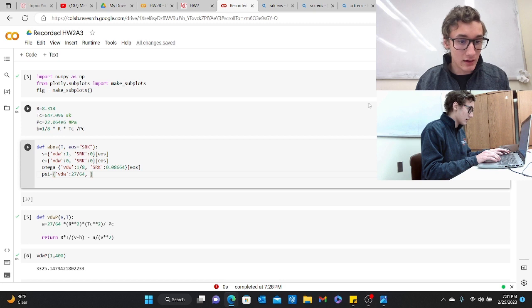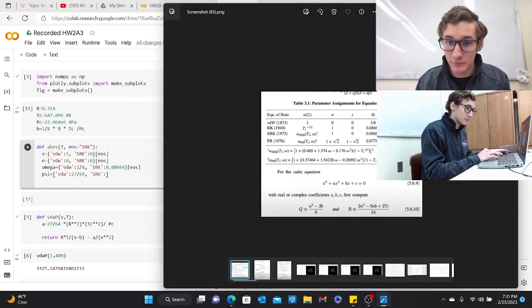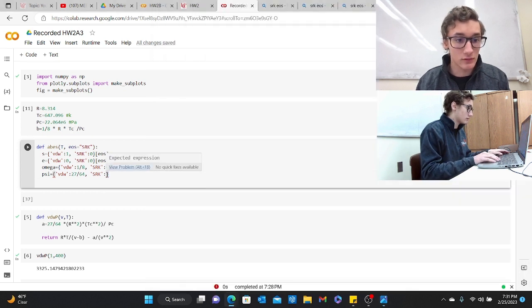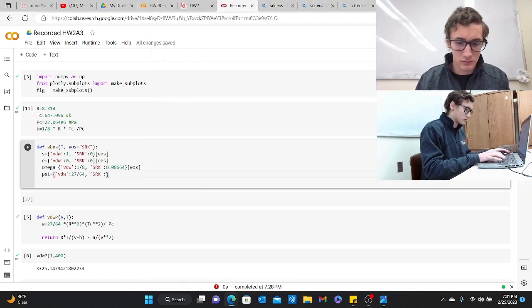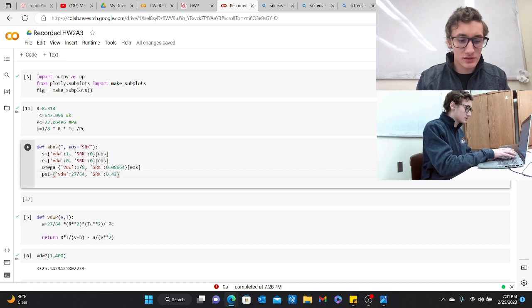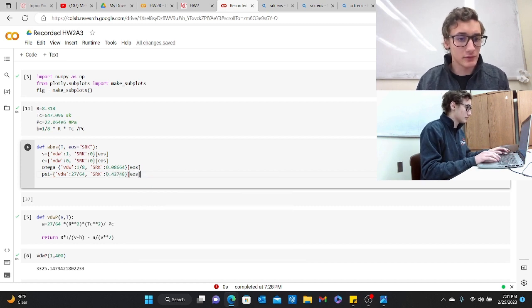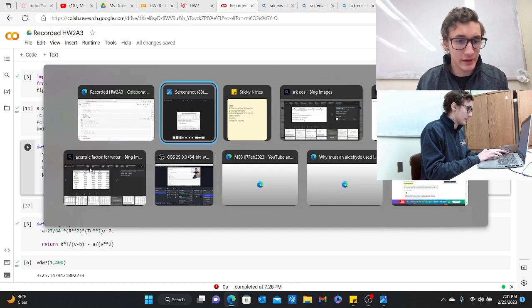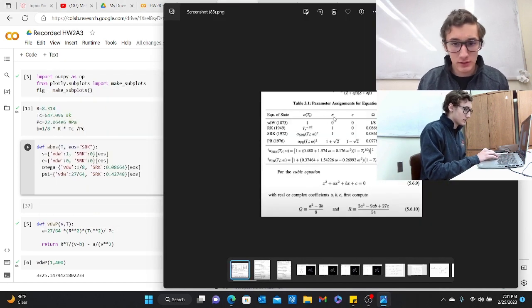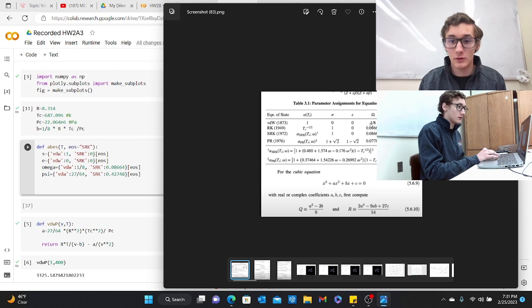And now we have SRK, which this one might be even uglier than the previous one. It is 42748. EOS. Okay? So we have epsilon, sigma, omega, psi.